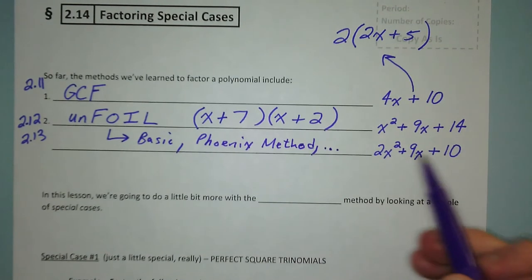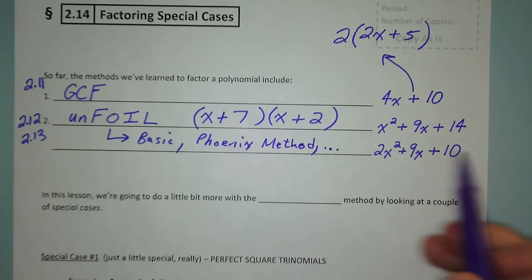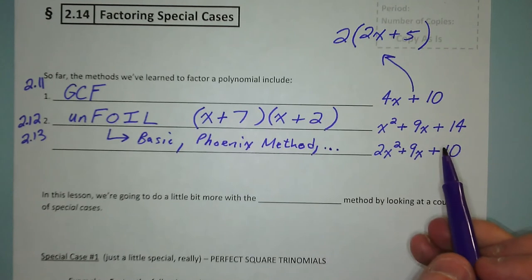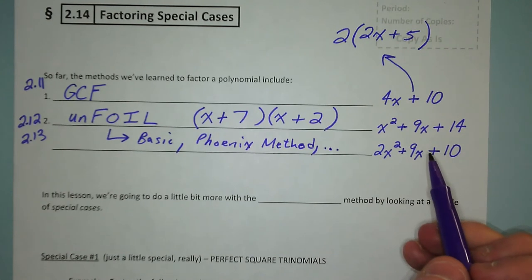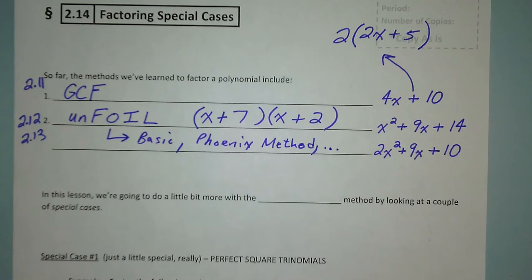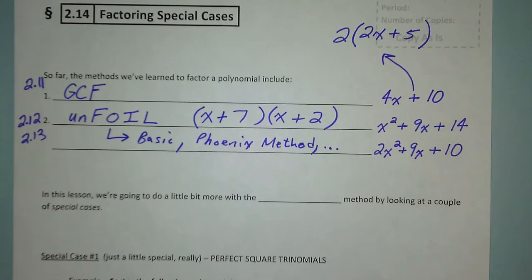Because when we do the Phoenix method on this one, it's still technically unfoil. Okay? It's still technically unfoil. But I'm just trying to give a recap here, because, and this is the third time I'm saying this, we're going to try to complete our big picture on factoring.